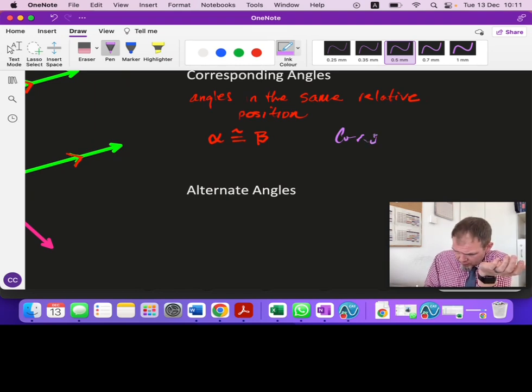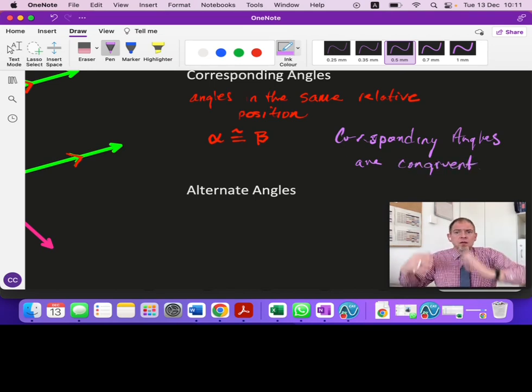corresponding angles are congruent. And it's only in this situation, with two parallel lines.